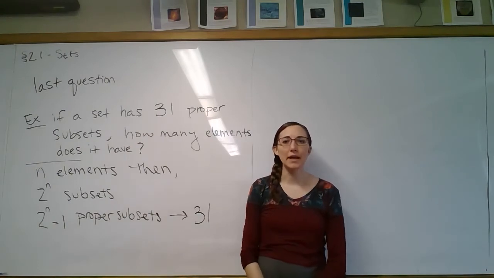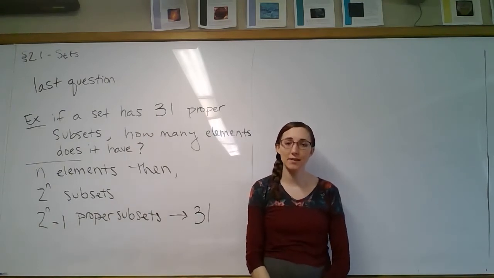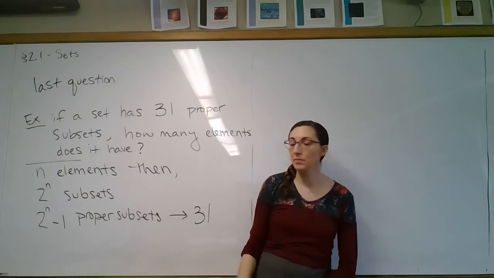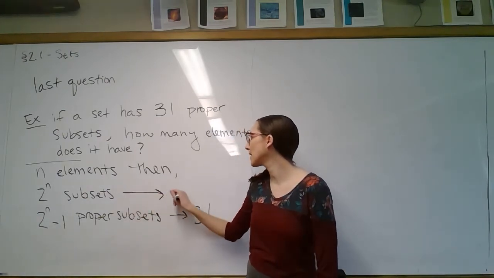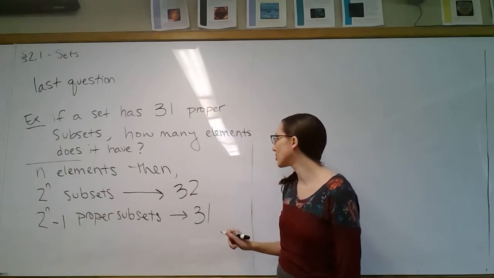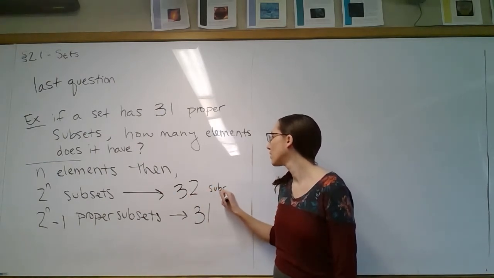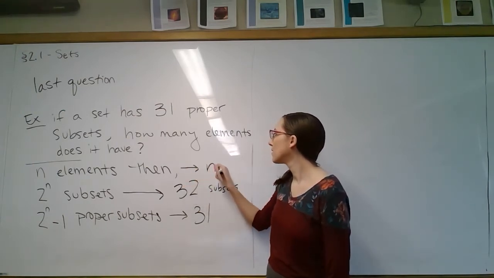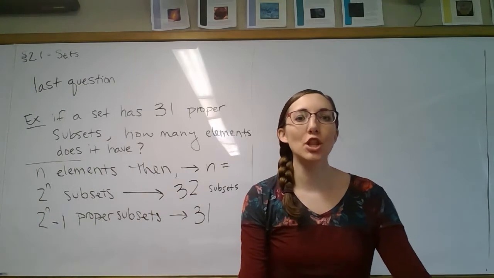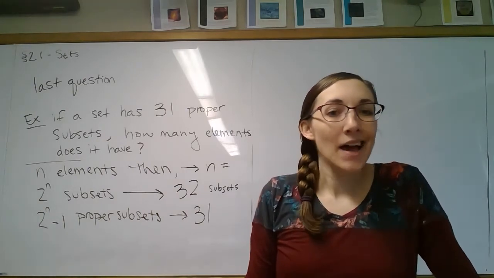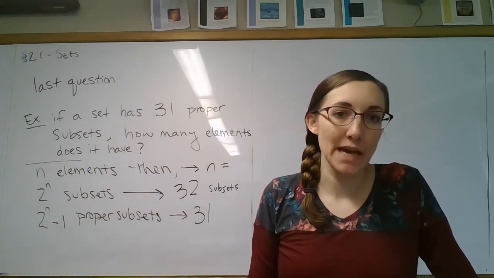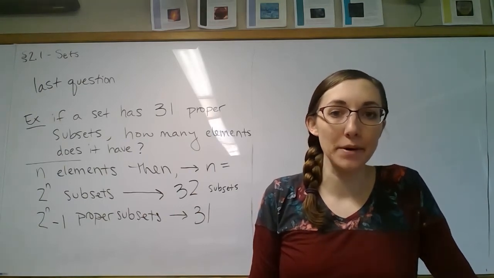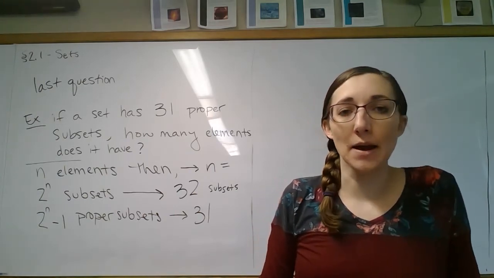So let's think for a minute then, how many subsets would this set have? Well, we took the number of subsets and took away 1 to get proper subsets, so we would just add that 1 back to see that there are 32 subsets. So now what we're doing is we're just looking for n. And we can do this a little bit with just some guess and check. We're looking for the correct number that makes 2 raised to that number, 32.